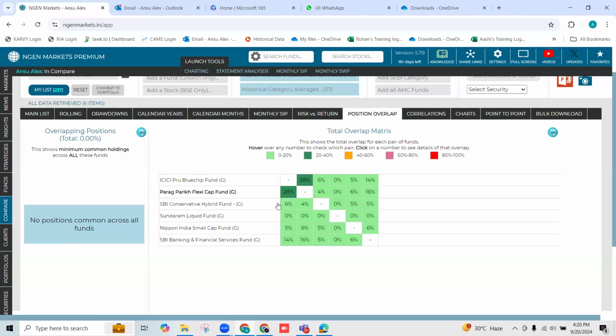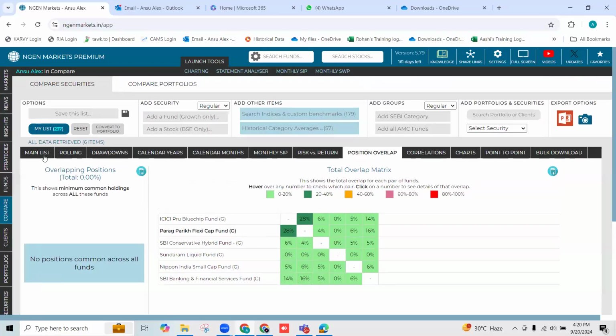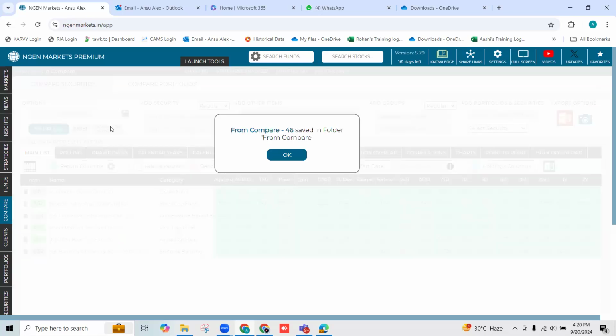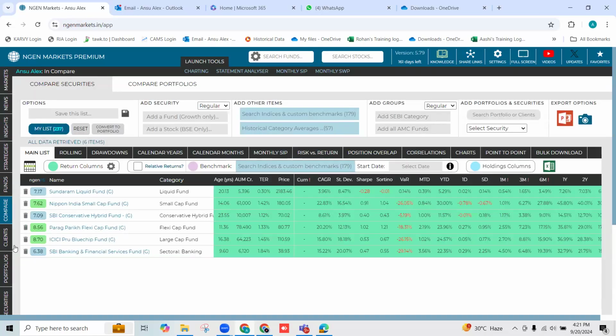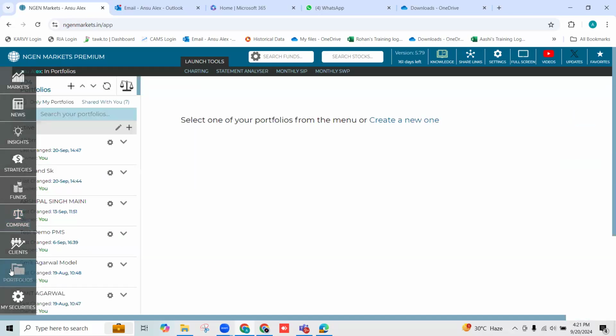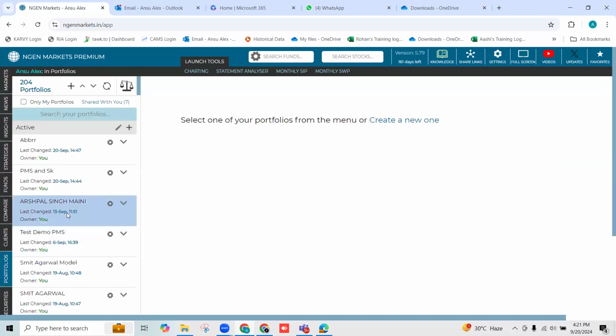Now, since I'm confirmed that the overlap is well within the limit, I can just go back to the main list and there's this option called convert to portfolio. You simply click on that and this gets saved in the compare section, which is available in the portfolios tab. So now we move towards the portfolios tab, which is the second last tab. Since this portfolio was created from the compare tab, it would be available in the compares folder.